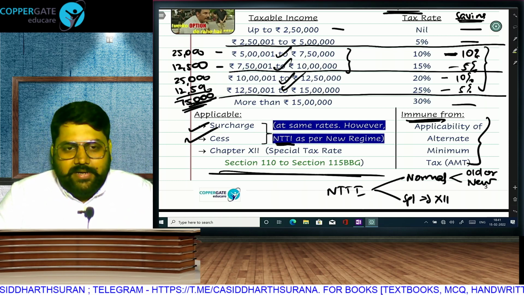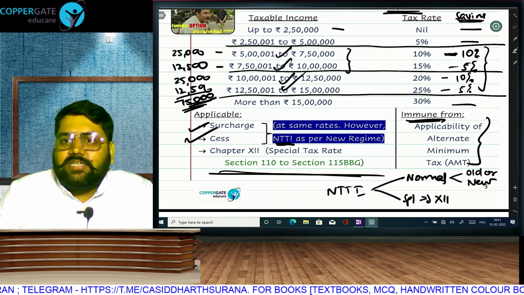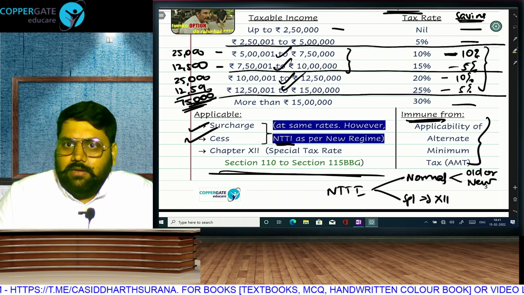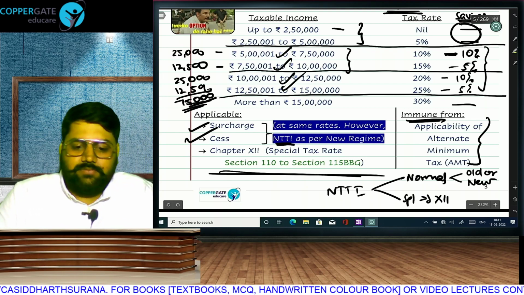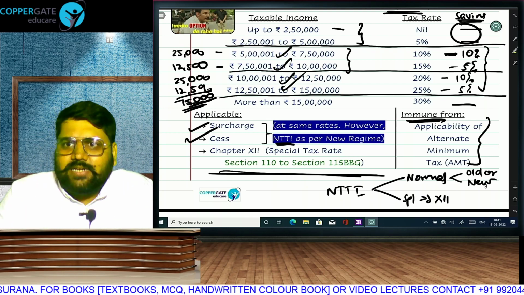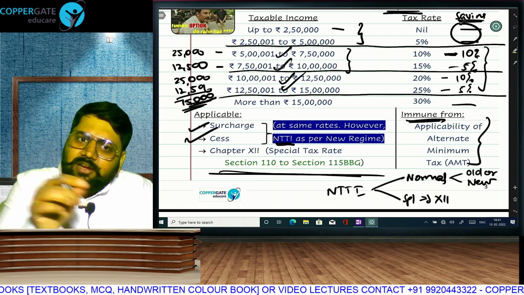And as far as rebate is concerned, honestly speaking, rebate is applicable. But sir, why have you not written? Rebate is applicable only for income up to 5 lakh. And if you observe carefully, income up to 5 lakh, there is no change. Whether I am in old regime or new regime, income up to 5 lakh rates are same. So any assessee who has income up to 5 lakh will remain in the old regime.